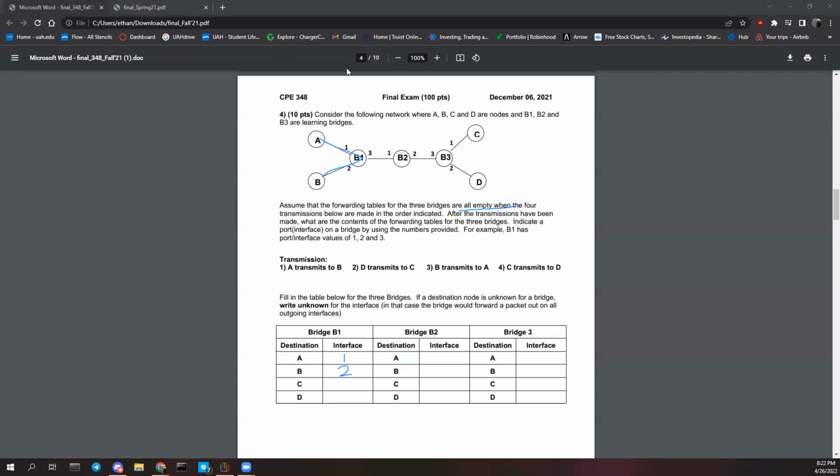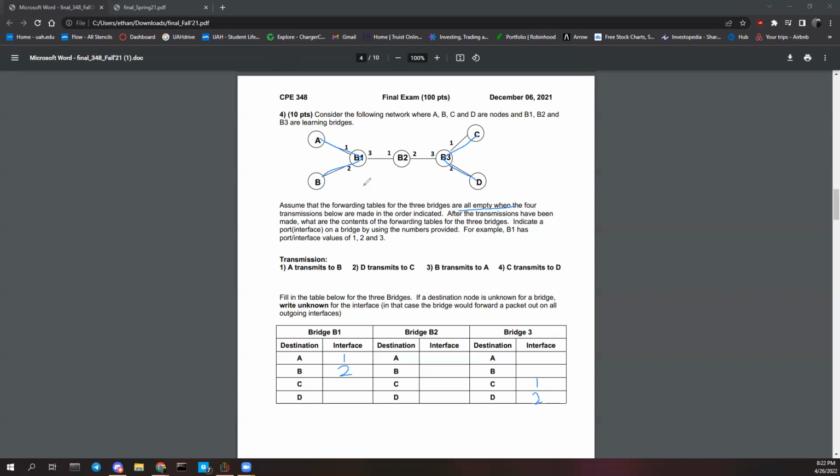So next, D to C. Okay. Well, we only affected bridge 3 here. So bridge 3 now knows that its interface 1 is connected to C and its interface 2 is connected to D. That's as far as we can go with that transmission.